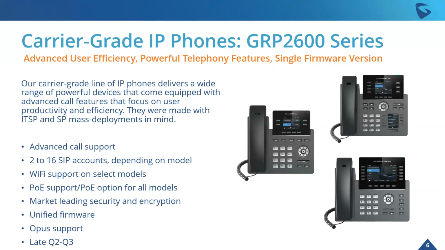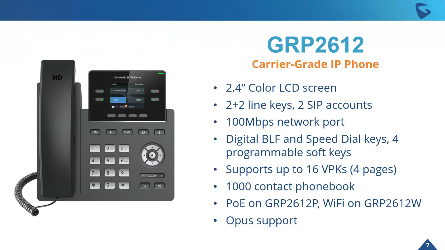All right. So to take a look at them just from device to device, the first one in the series is the GRP2612. So this is the lowest end of the new GRP2600 devices with a 2.4-inch color LCD screen, 2x2 line keys with 2 SIP accounts. It has a 100 Mbps network port. Of course, supports PoE on a select model and Wi-Fi on the other. I'll get into that in 1 second.